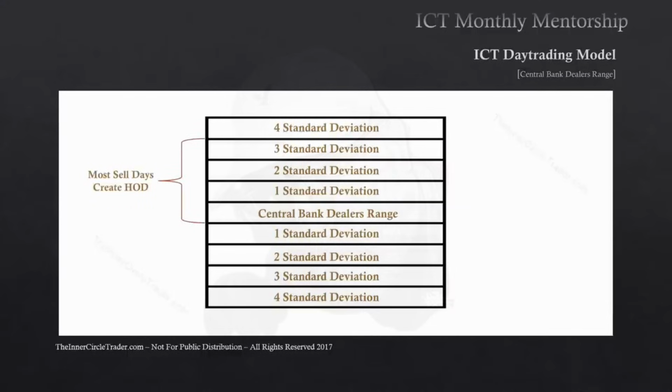Typically, most sell days will create the high of the day from the central bank dealer's range up to 3 standard deviations. Most buy days will create the low of the day from the central bank dealer's range down to the 3rd standard deviation.